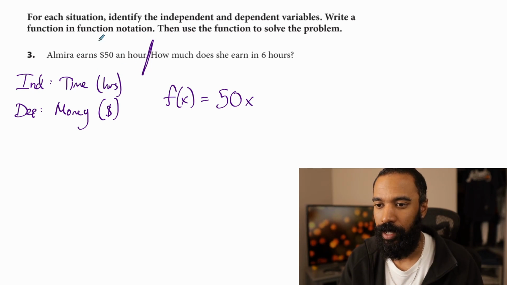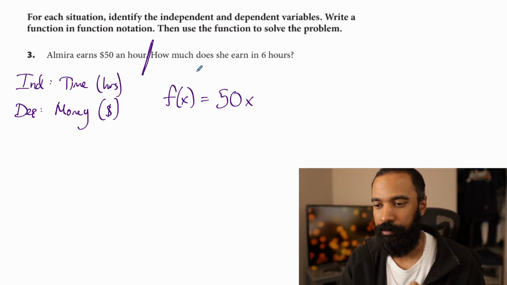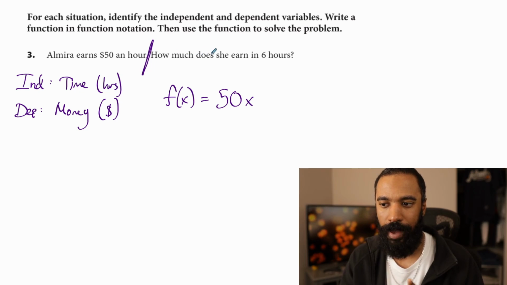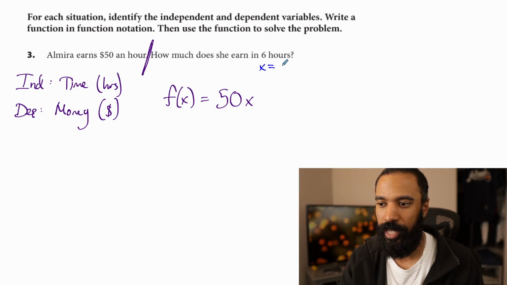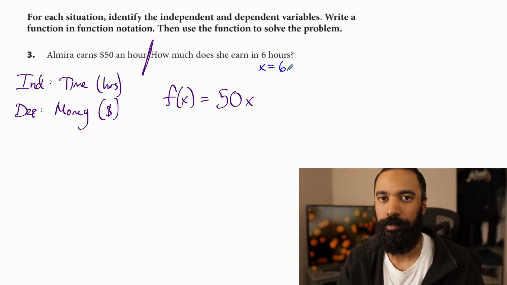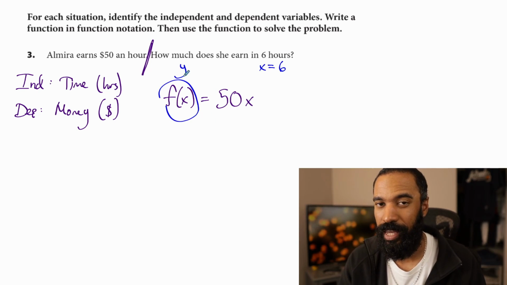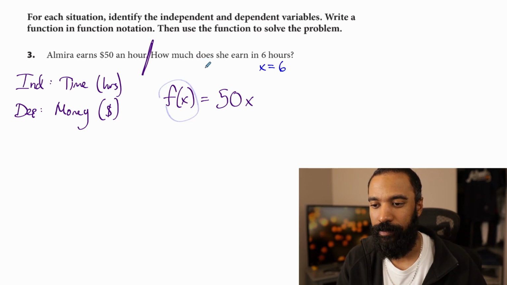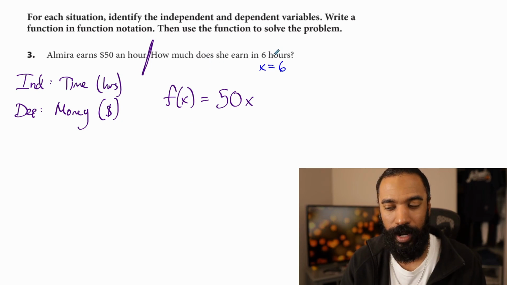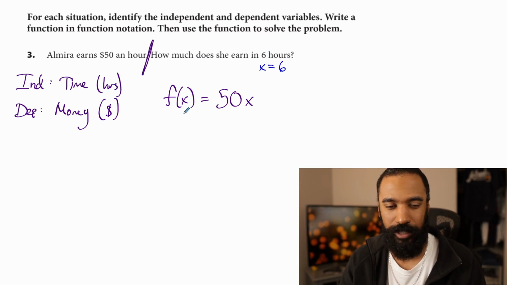So there's the function. That's in function notation we're taking care of. Then use the function to solve the problem: how much does she earn in 6 hours? Recall that we're looking for when x equals 6, basically what does y equal? Now you don't see a y here, but remember f of x and y are the same thing. But what helps about using f of x here, besides knowing that there's only one answer for this 6 here, is that I can substitute it like this.